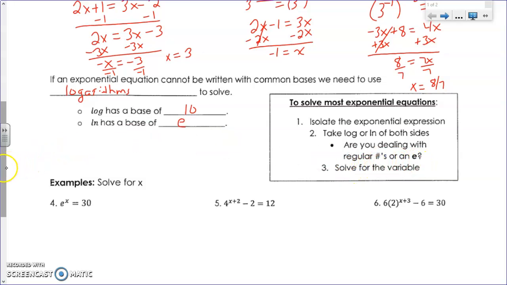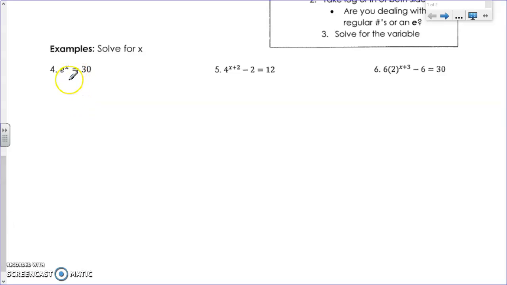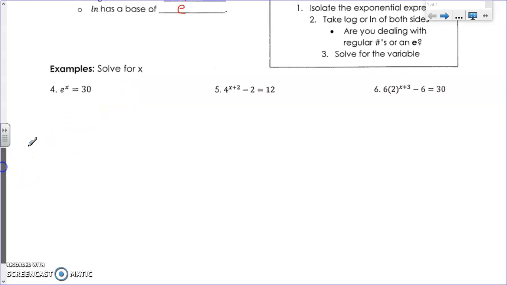So let's look at a couple of examples here. Okay, so here we have e. So anytime you have a base of e, instead of doing the log of both sides, you're going to do ln of both sides. So we're going to have ln e to the x equals ln 30, because remember, whatever you do to one side of the equation, you have to do to the other, and this doesn't change the equation. Okay, so then we're going to use the log properties.